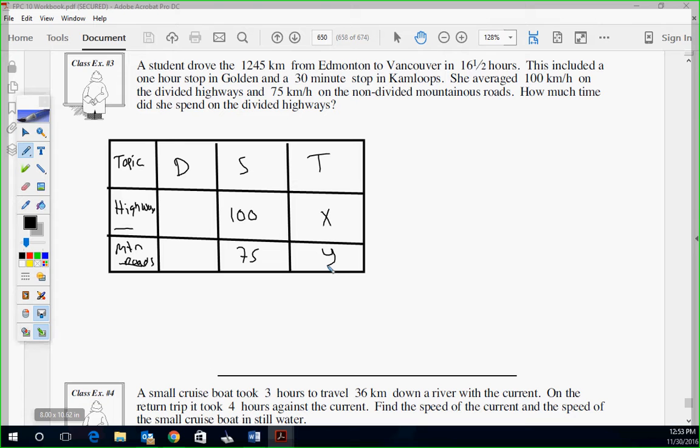But how would we express that in distance? Close. It's because we're doing distance though. So this is a very good point. He said time over speed, but if time equals distance over speed, then what does distance equal? Distance equals time times speed. Good job, Hannah. So what is time times speed? 100x. 75y.